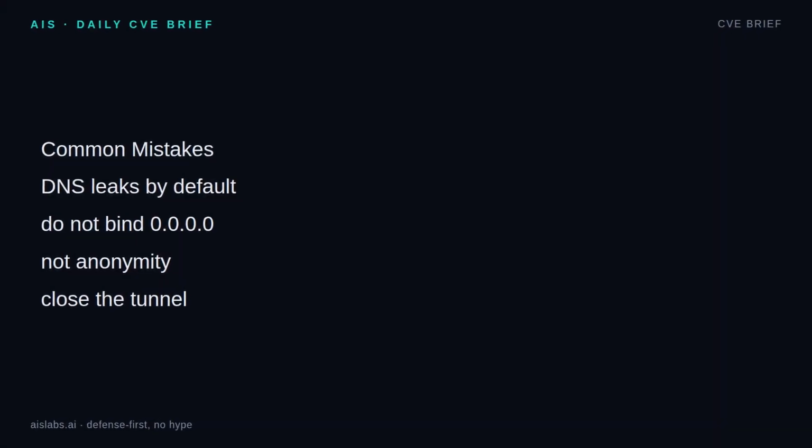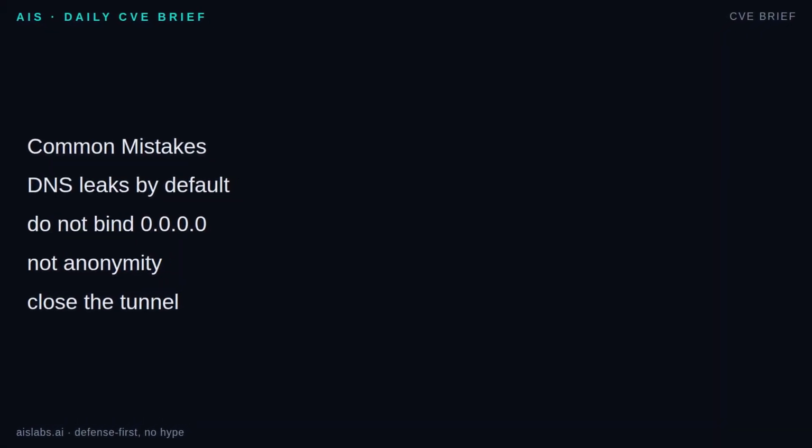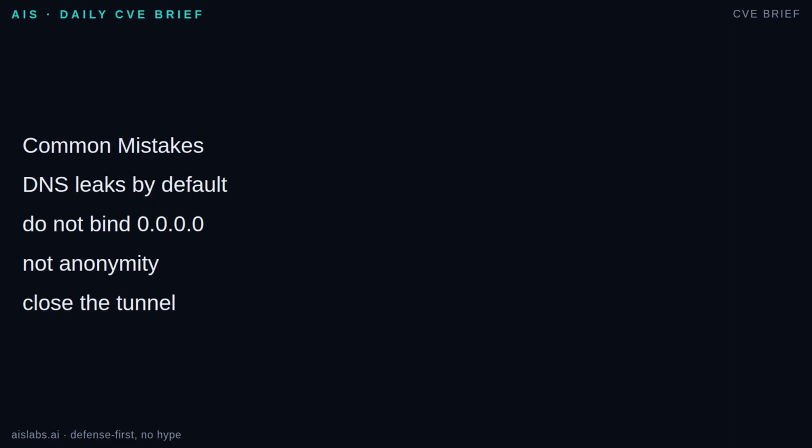The first mistake is assuming browser traffic is covered just because SSH is running. Only applications configured to use the SOCKS proxy go through it. Everything else keeps its normal route. The second mistake is DNS. If the browser resolves names locally, you may leak queries to your local resolver, and private names may not resolve. Firefox has a specific proxy DNS option. Chromium-based browsers usually follow system proxy behavior, so test carefully.